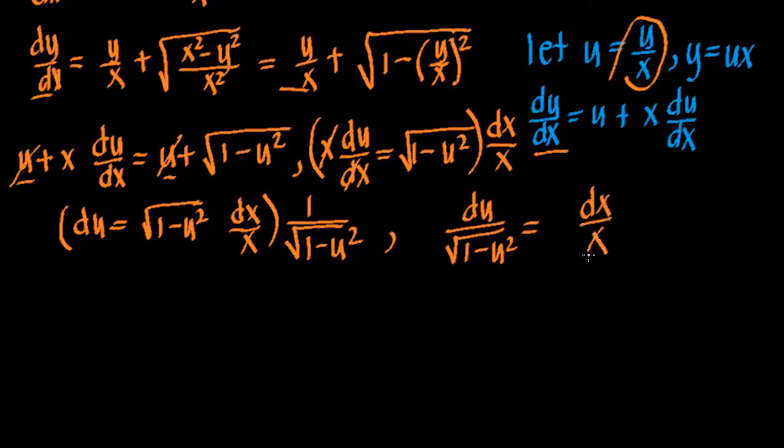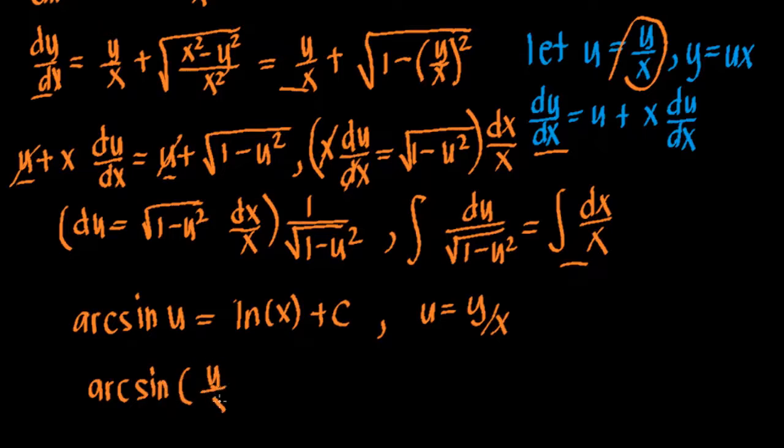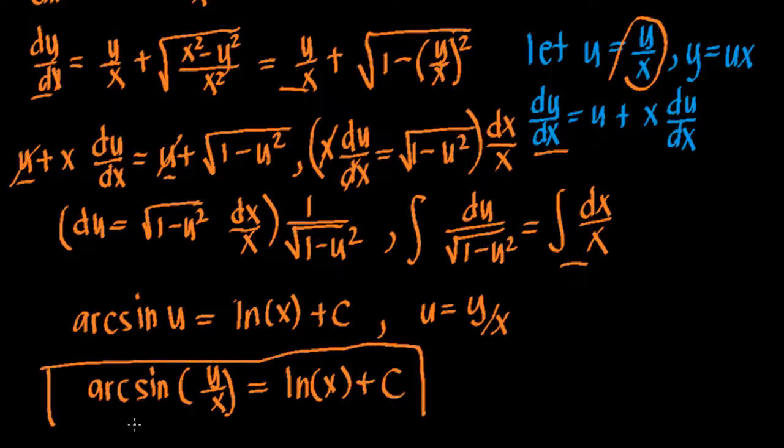Next is to integrate both sides of the equation. The integral of du over the square root of 1 minus u squared is just arcsine of u, and the integral of dx over x is just the natural logarithm of x. We'll put the constant here, but u is equal to y over x, so we'll change the u to y over x so that our solution is in terms of y and x. This is our solution: arcsine of y over x is equal to ln of x plus c.